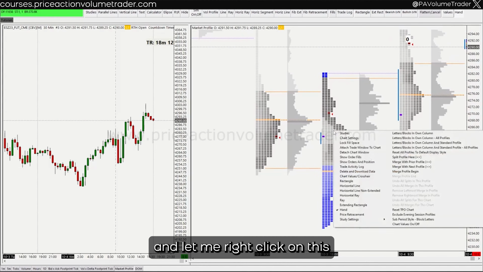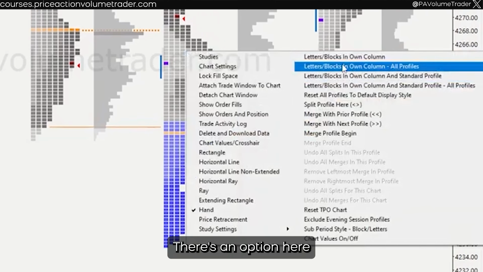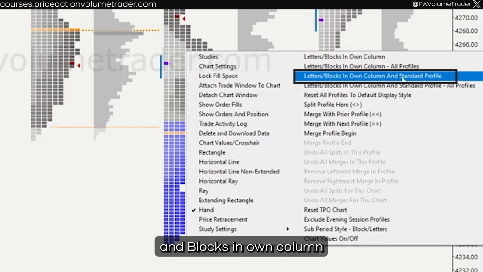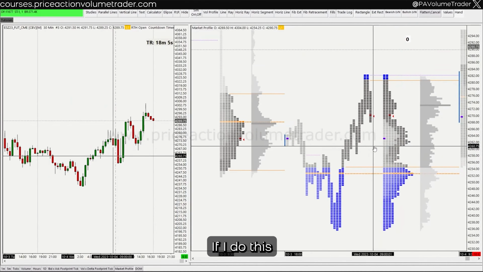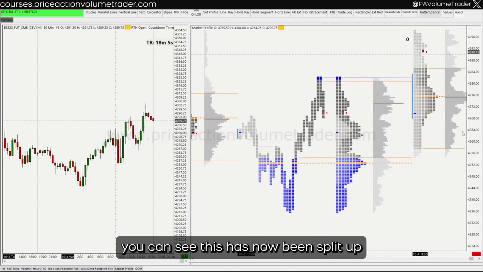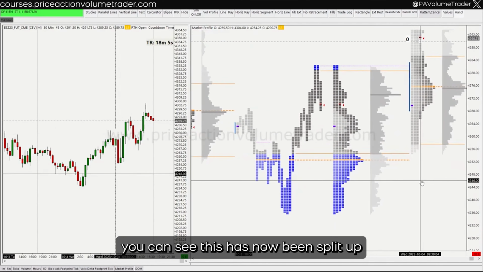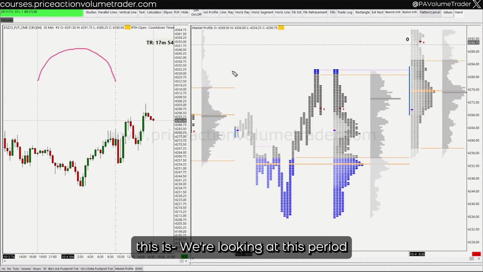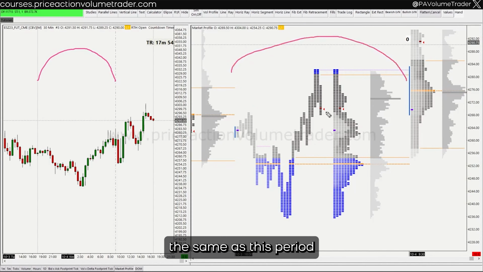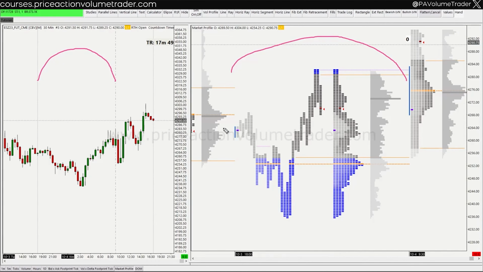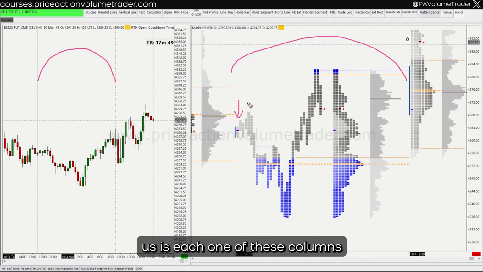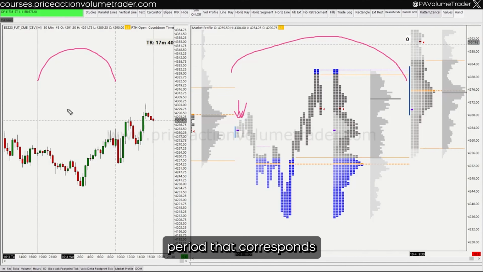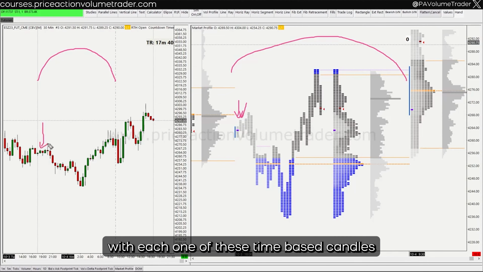And let me right click on this. There's an option here called letters and blocks in own column and standard profile. If I do this, you can see this has now been split up. So this is useful. Remember, we're looking at this period, and that's going to be the same as this period. When we split this, each one of these columns is going to be a 30-minute period that corresponds with each one of these time-based candles, okay?